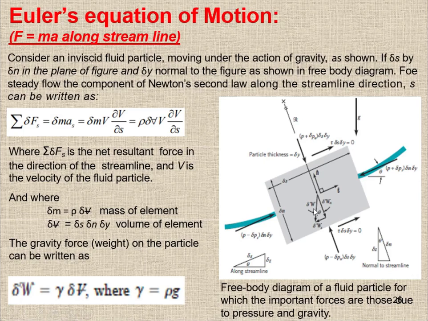So first we are talking about the weight, the gravity force, that is weight. So we need the forces acting along the streamline. This gravity force is making some angle theta with the streamline. If we split it into two components, this is the component in the direction of the streamline, and this is the component normal to the streamline. Here we are going to consider only these components.